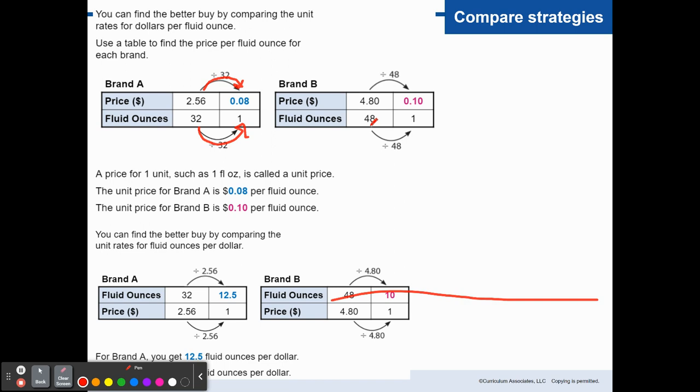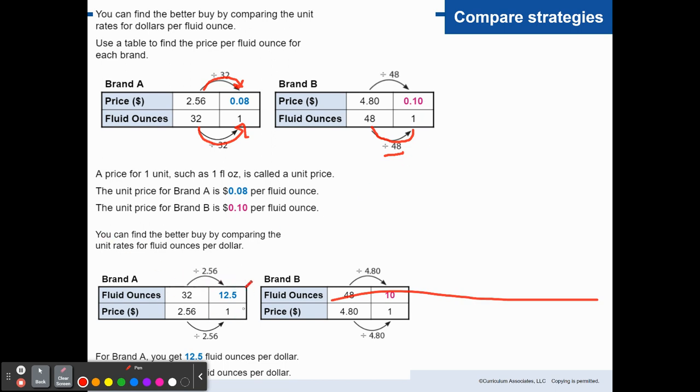So how do they get from 48 to 1? Well, we divide by 48, right? Any number divided by itself is 1. If you do this to one part of your ratio, you have to do it to the other part. They did it to fluid ounces, which means they have to do it to the price. So $4.80 divided by 48. And that will give you 10 cents. Okay? So 8 cents for every ounce or 10 cents for every 1 ounce. Which one is going to be your better buy? All right?